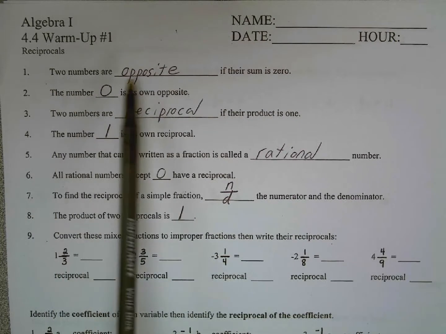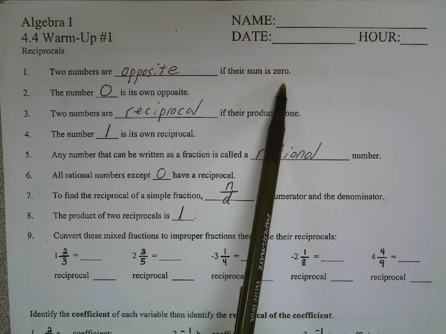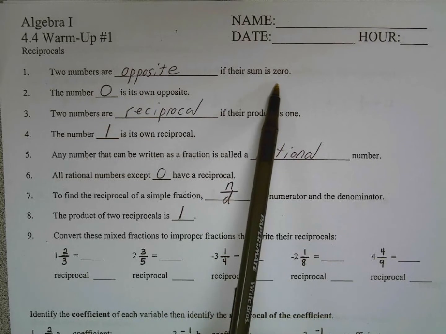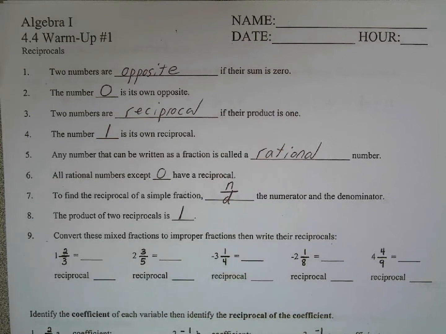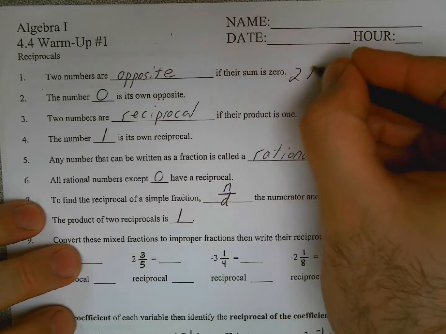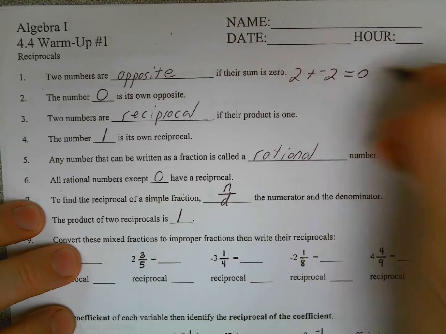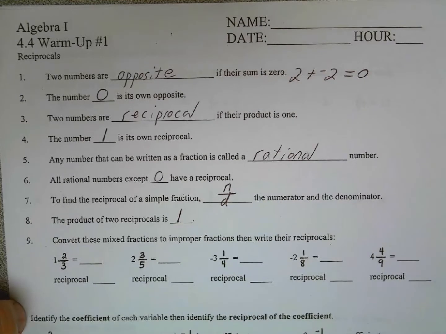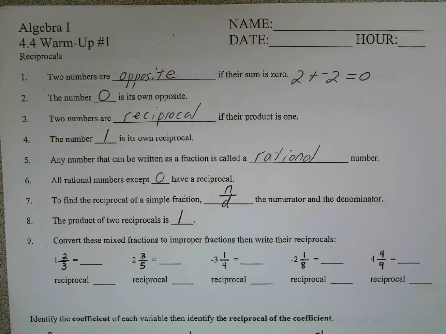Two numbers are opposite if their sum is 0. So the opposite of 2 is -2. So 2 plus -2 equals 0, right? The number 0 is its own opposite. The opposite of 0 is 0.